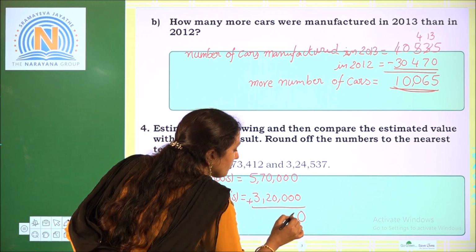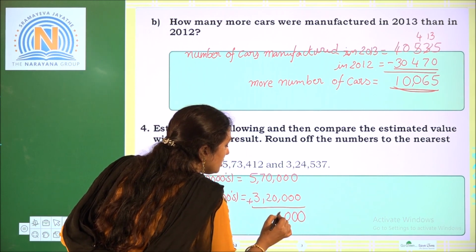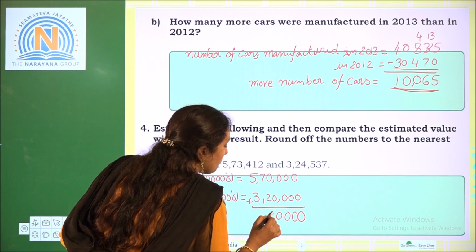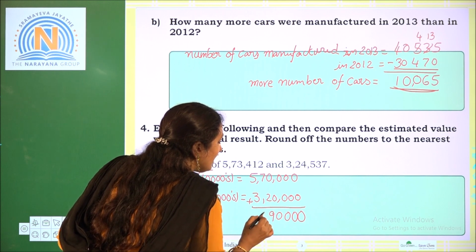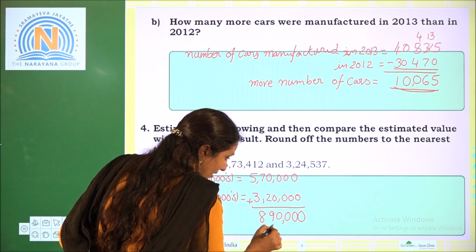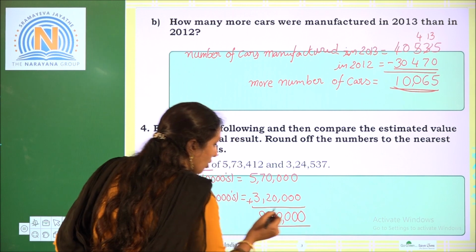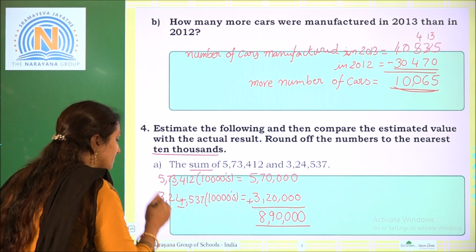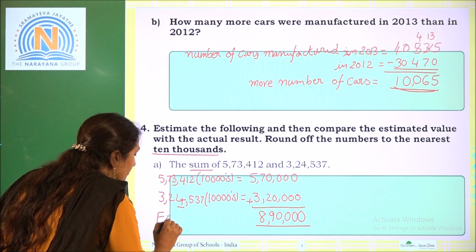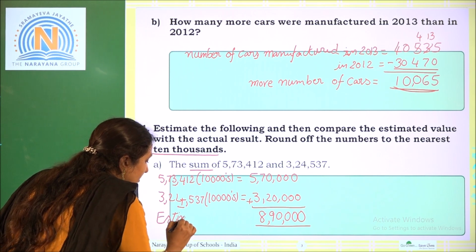0, 0, 0, 0. 7 plus 2 is 9. 5 plus 3 is 8. So we get 8,90,000. This is the estimated sum.